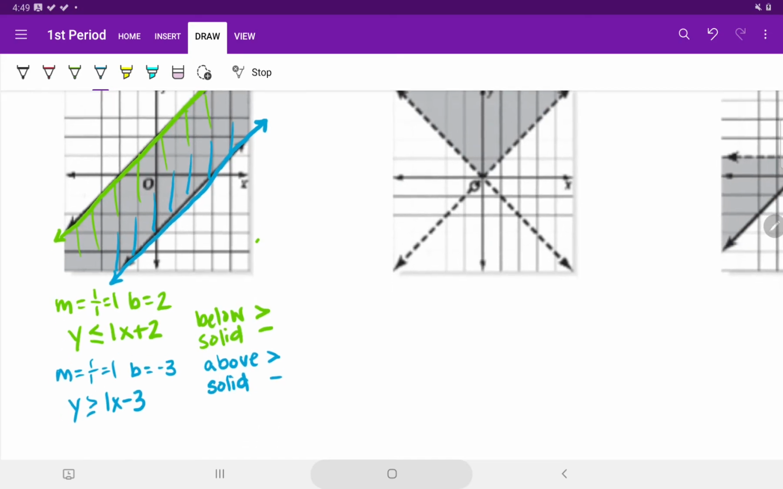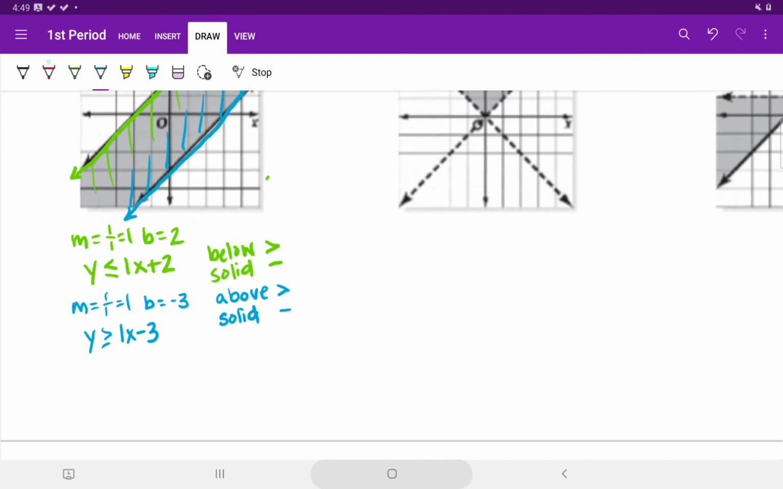So let's just write this nice and neat. Our solution to this problem needs to be a system of equations. Sometimes you'll see a symbol like this out in front of a system. We'll just write our two equations down. y is less than or equal to x plus 2, or you could say 1x plus 2, that's fine. y is greater than or equal to x minus 3, or 1x minus 3. And this is our solution.